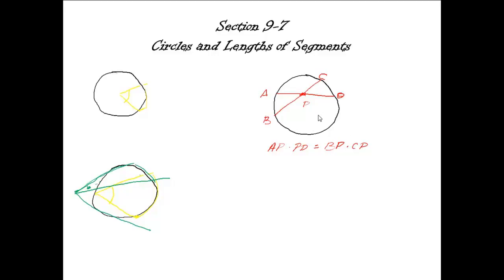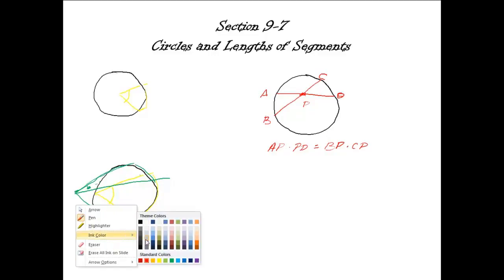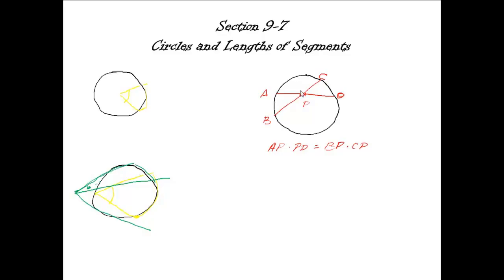So regardless of where this point is within this circle, it makes no difference where we are, if we put a point anywhere inside here, and we draw a line through here and through here, and we have this point, these two products are going to be equal to each other.